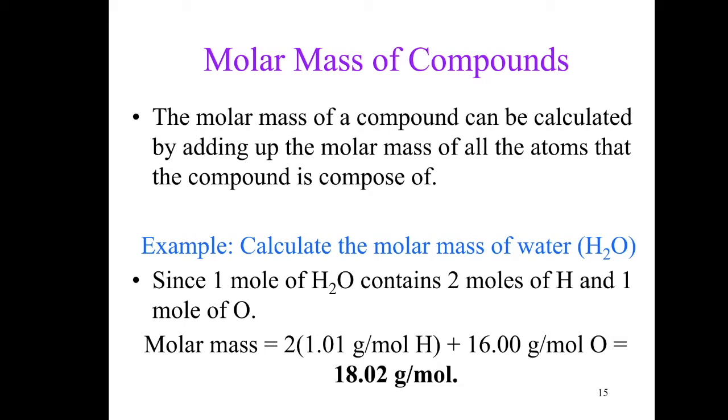So we can calculate the molar mass of water. We got 2 hydrogens, 1 oxygen. So we take 2 times the molar mass of hydrogen, which is 1.01 grams per mole, plus the mass of 1 mole of oxygen. You could put a 1 times there if you want it to be consistent. And add them up, and so the molar mass of H2O is 18.02 grams per mole. So every mole will weigh 18.02 grams, and if you have 18.02 grams, you'd have 1 mole of water.